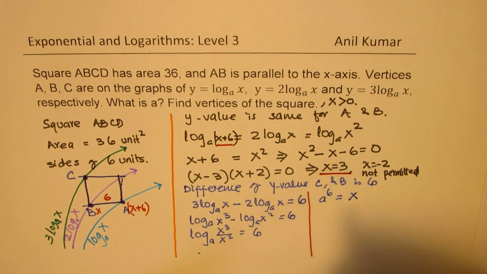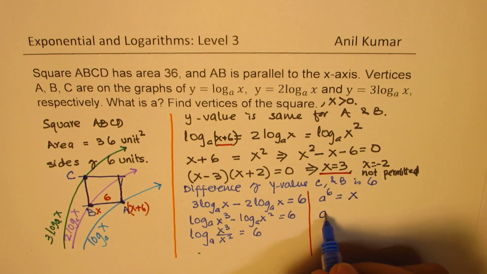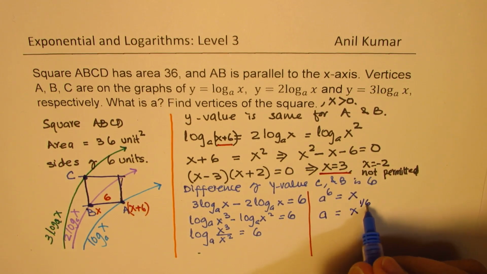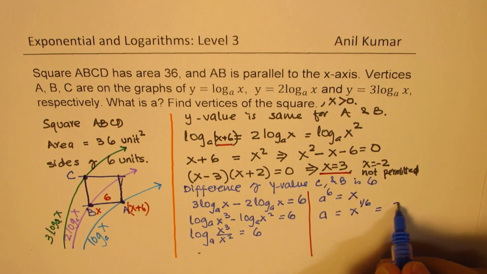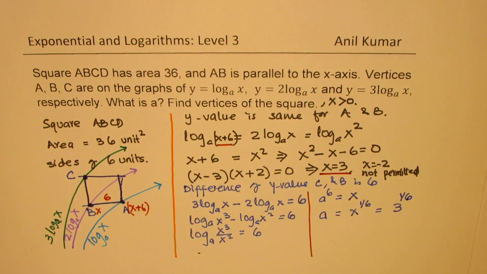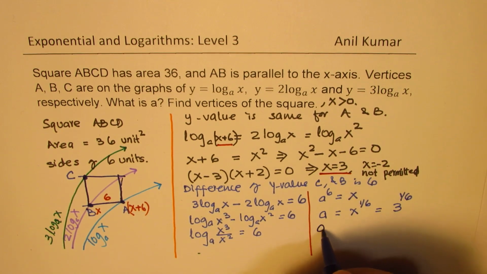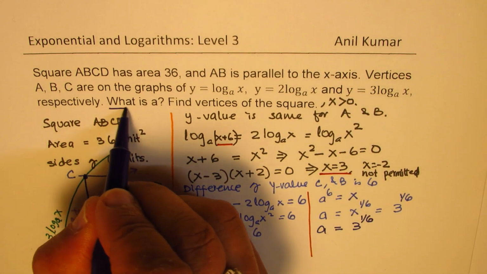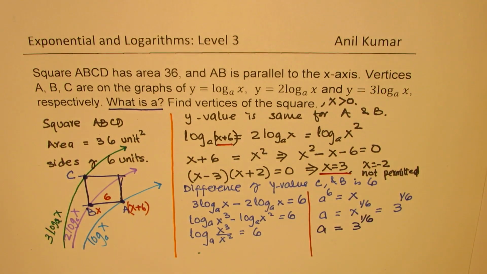We know x is 3, right? So a is equal to x to the power of 1 over 6. And since x is 3, it is 3 to the power of 1 over 6. Perfect. So we have finally found that for the given function, a is equal to 3 to the power of 1 over 6. So that is the answer for the first part.